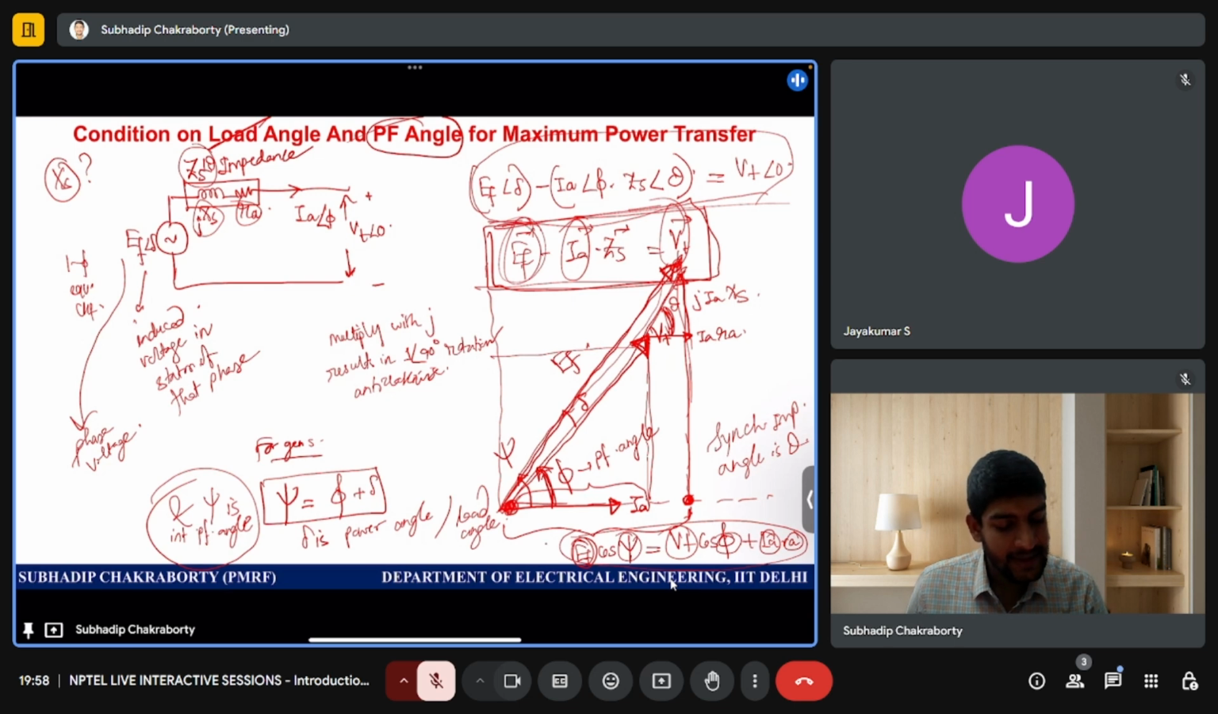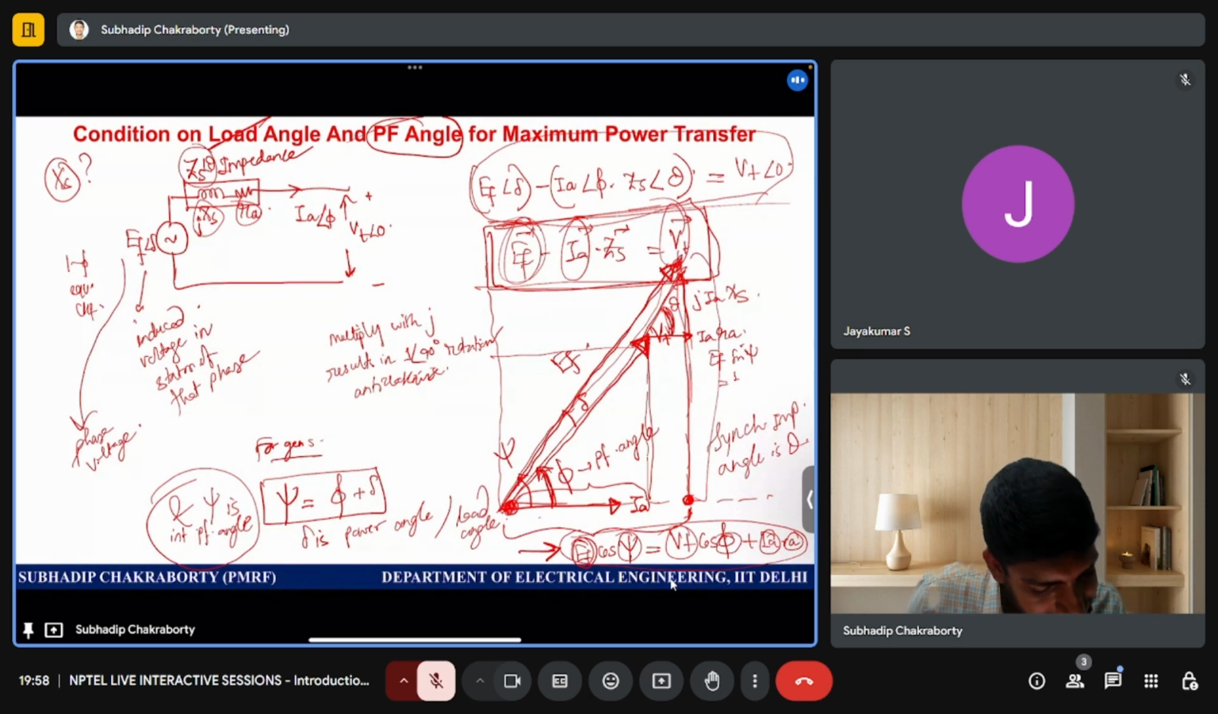So the horizontal breakup gives me this formula. And what does the vertical breakup give? The vertical breakup also gives a similar thing: EF sin psi can be written as equal to IA XS. No J is written because we are only talking about the lengths, just geometry. IA XS, and then VT sin phi.